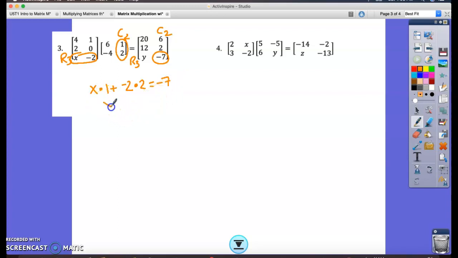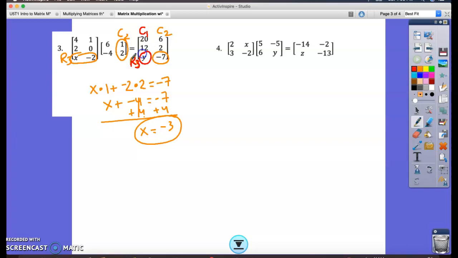So 1 times x is x. -2 times 2 is -4, and they equal -7 together. I'm going to add 4, and I end up with x equal to -3. Now that's one of my letters. Do I have any other letters? You have 2 more. I have y. Yeah. Y is in row 3, column 1.